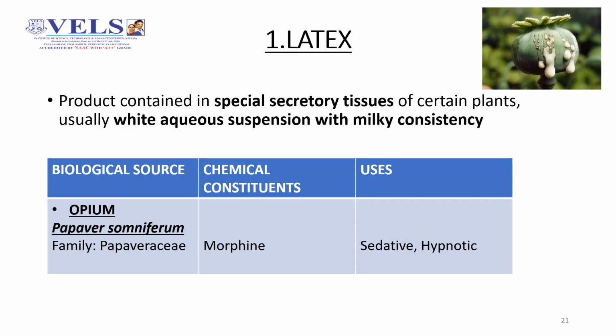So the picture itself is showing the latex. This is a product containing special secretory tissues of certain plants, usually a white aqueous suspension with milky consistency. So the biological source of opium is Papaver somniferum, belonging to family Papaveraceae. Chemical constituent is morphine. Uses: sedative, hypnotic, etc.